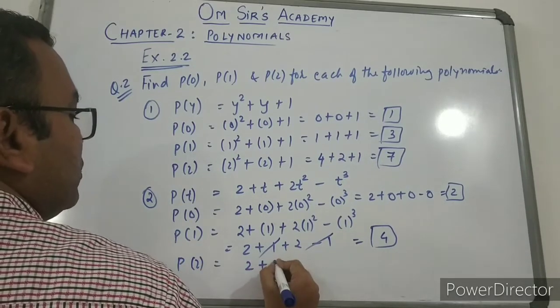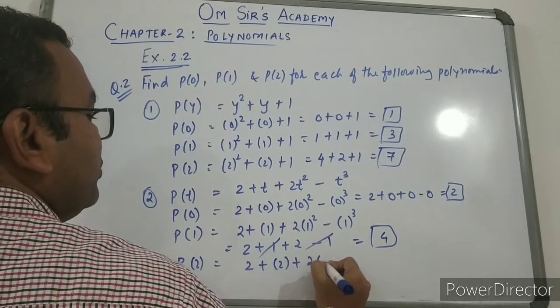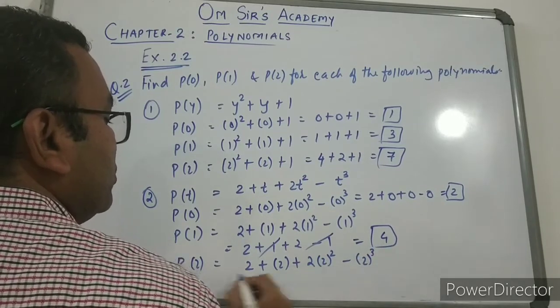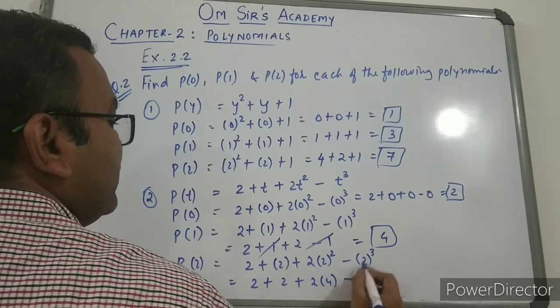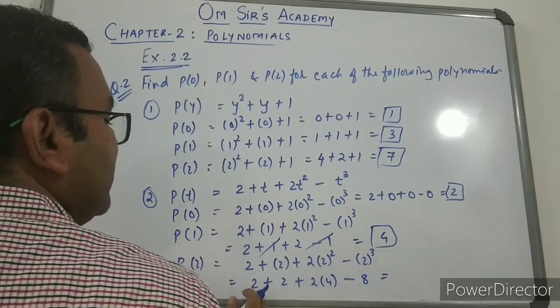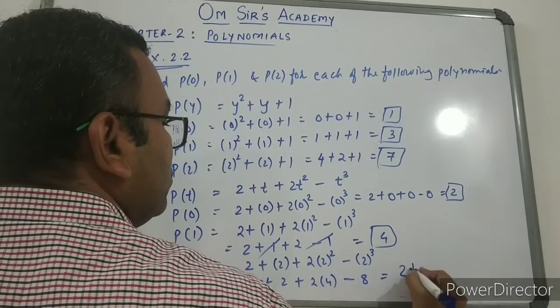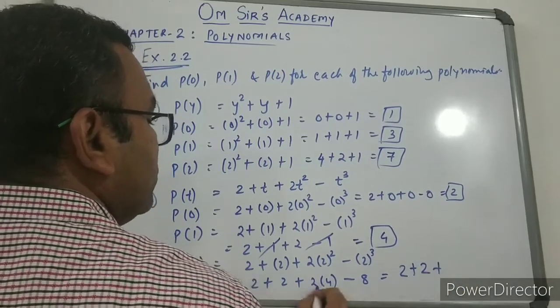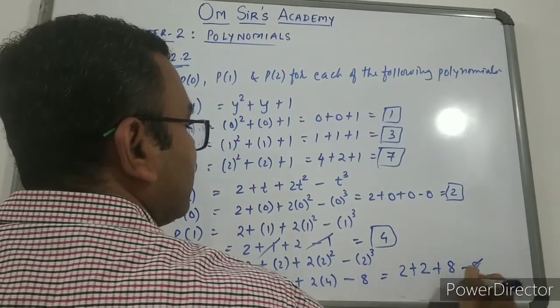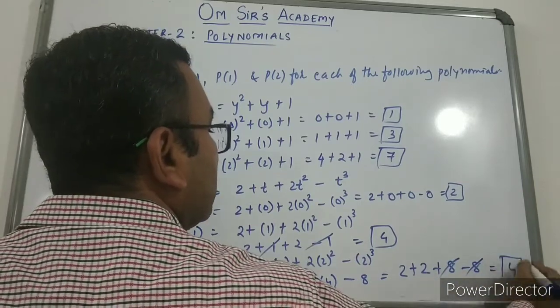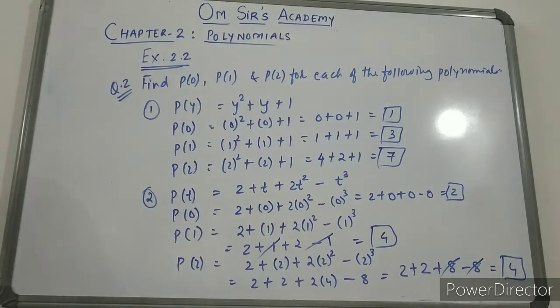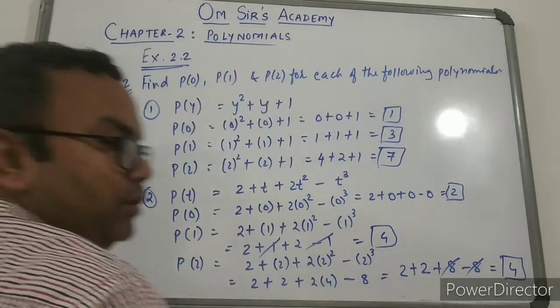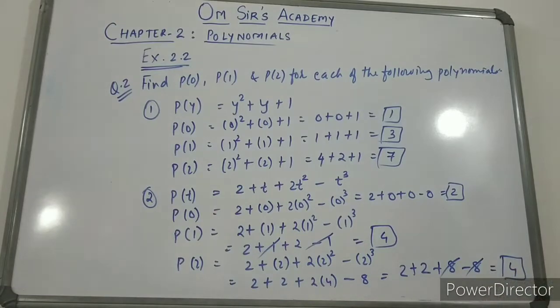And the last one is P of 2. So we put 2 plus 2 plus 2 into 2 square minus 2 cube. So what is 2 square? 2 square is 4, minus what is 2 cube? 8. So it will be 2 plus 2, 2 plus 2 plus 2 4s are 8, minus 8. So 8 minus 8 gets cancelled. So answer is 4. So this is how we find the values of a polynomial, by putting the values in place of the variables. So now friends, hope this is clear.